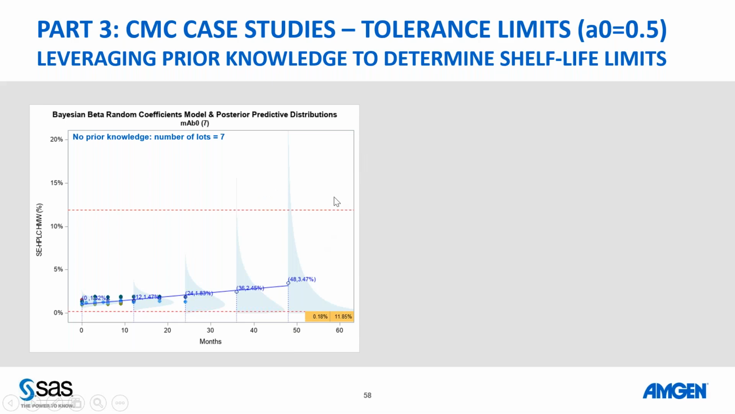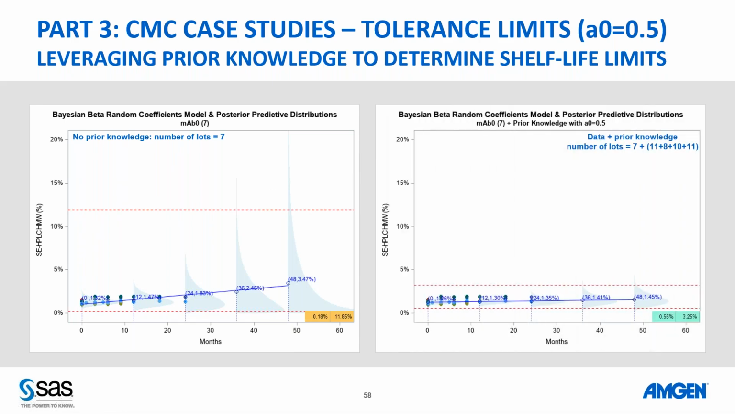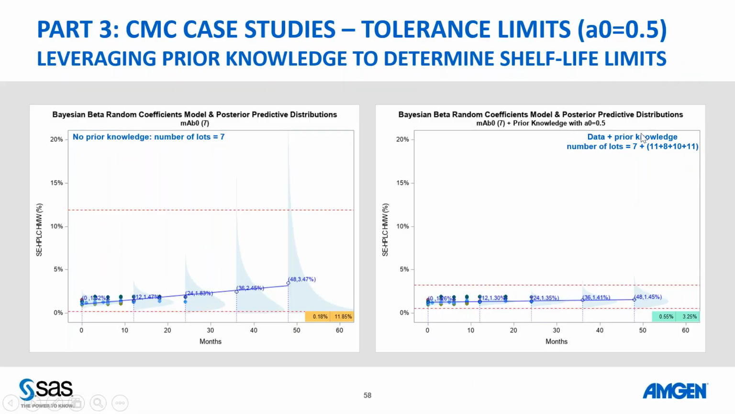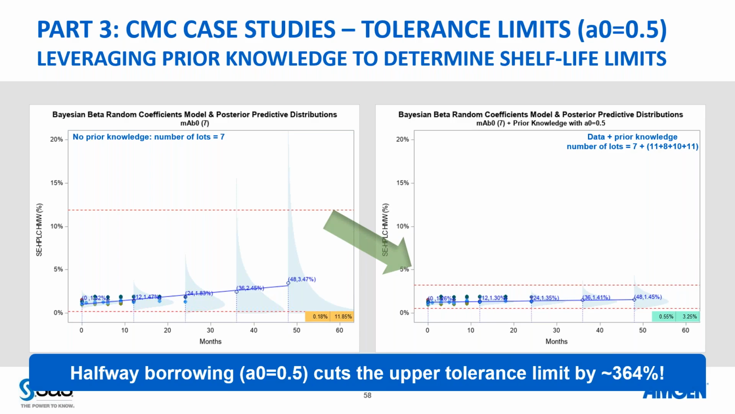7 lots. So what happens if we use a weight of 0.5? Then you get that. On this side, we have the 7 lots plus the 11, 8, 10, and 11 from the other molecules. And that's the limit that we show you of 0.5 to 3.25. So in fact, half borrowing cuts the upper tolerance bound by 364%.